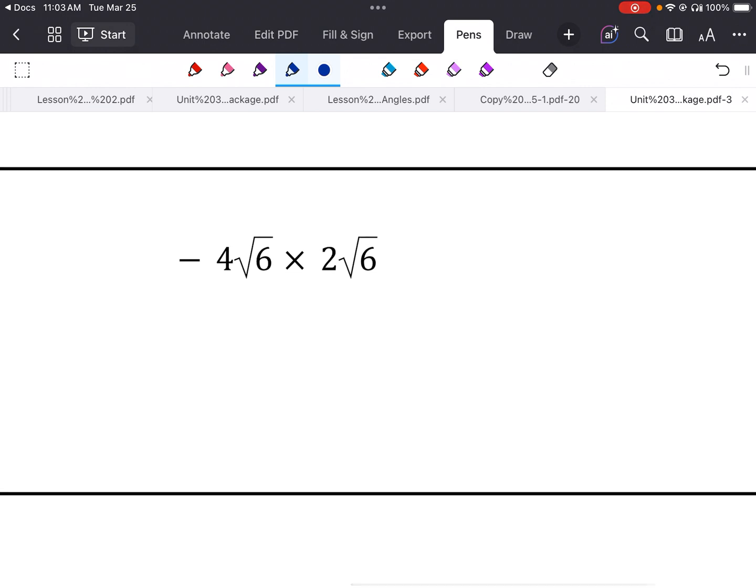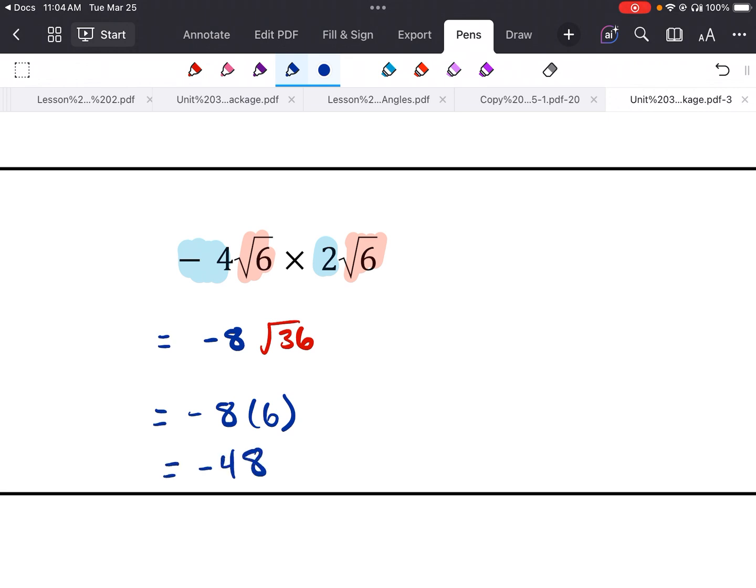Okay, over here we have -4 root 6 times 2 root 6. So we are going to work with our coefficients first. So -4 times 2 is -8. Then we'll work with our roots second. 6 times 6 is root 36. Well, we can square root 36. So it becomes -8 times 6, which is -48.